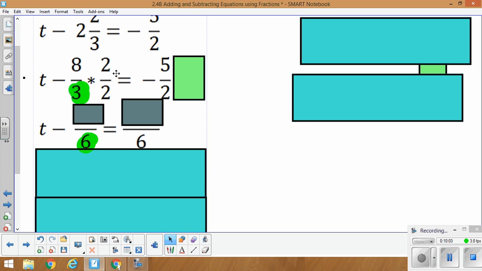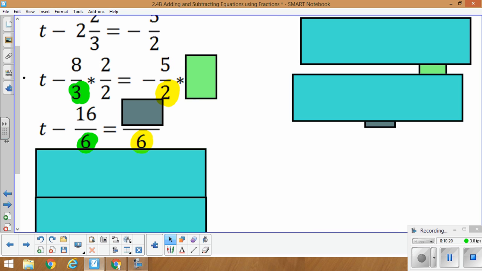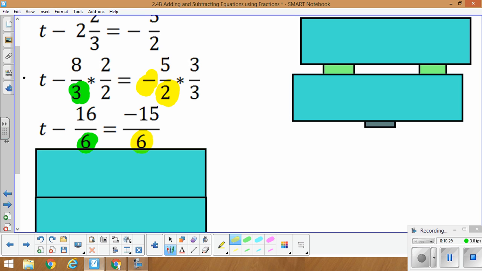So 8 times 2 is 16. And again, what do I do to 2 to get to 6? Well, 2 times 3 is 6, so 5 times 3 is 15. And I just brought the negative over. Can't forget our signs. Okay, so I did negative 5 times 3 to get negative 15.